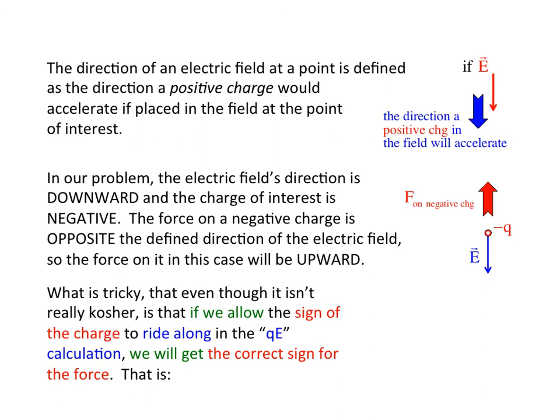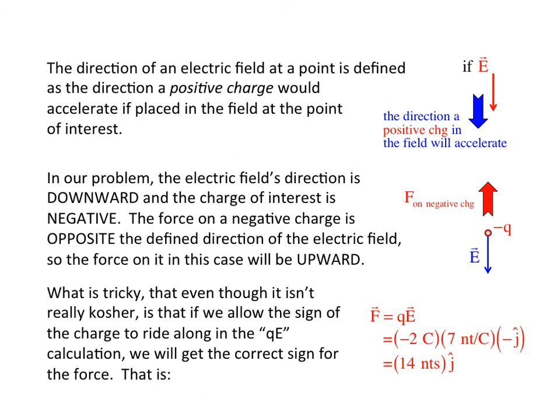But we need some way of determining whether or not we're getting a charge moving in one direction or the other, because positive charges will go in one direction and negative will go in the other. And it turns out that if we allow that negative sign to ride along, it will do the job for us. So here is the calculation. We have F equals QE. Q is equal to minus 2 coulombs, where we're allowing the sign to ride along.